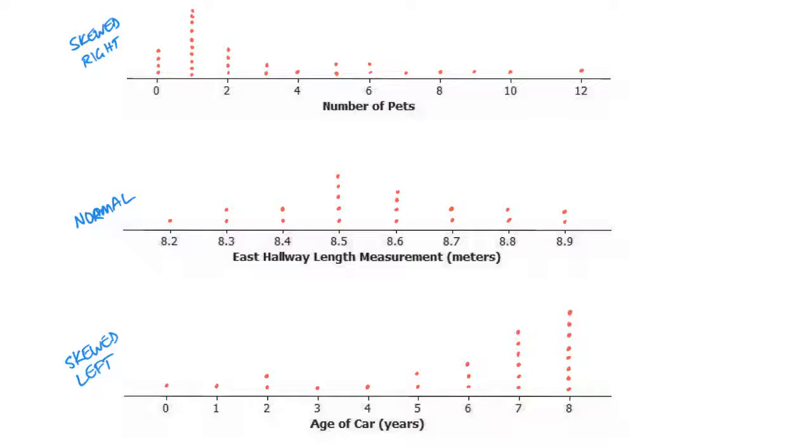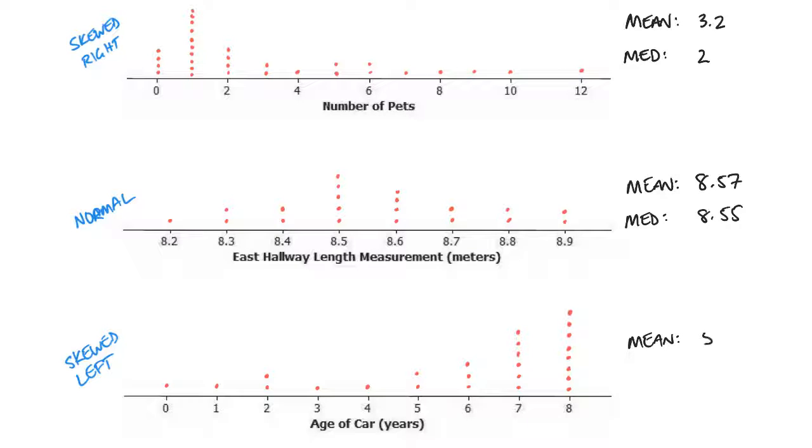So as it turns out, for this first data set, our mean ends up being 3.2, and our median ends up being 2. For the second data set, our mean ends up being 8.57, and our median ends up being 8.55. And then for this last one, our mean ends up being 5.84, and our median is 7.